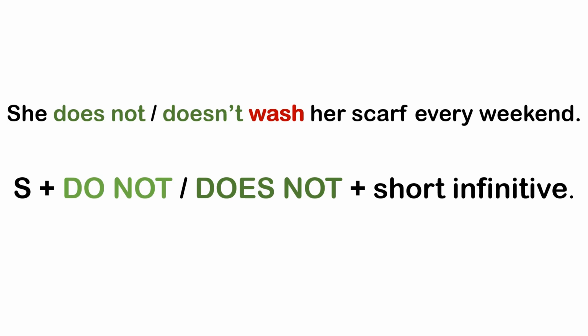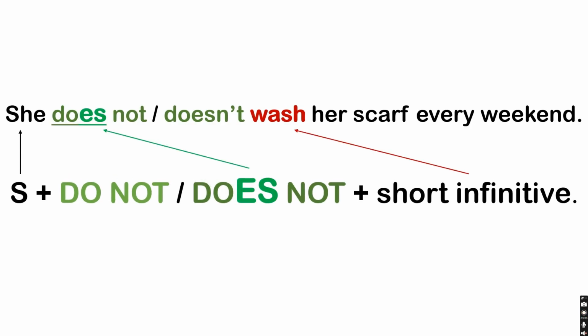Also, very important, look again at the example and our scheme. You can see that we added s to the verb do and not to the short infinitive, wash. That is because it's the verb do that we conjugate. Only the verb do. So s or es will be added in the third person only to the verb do and never to the short infinitive when we negate a sentence or ask a question in the present simple tense.